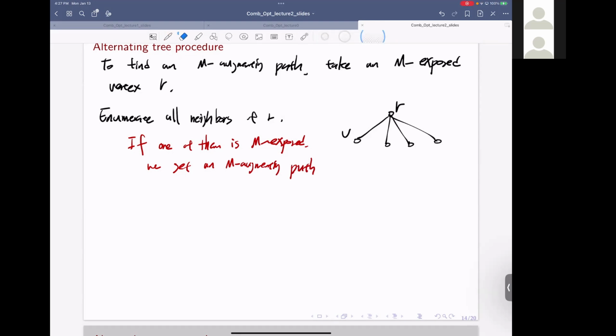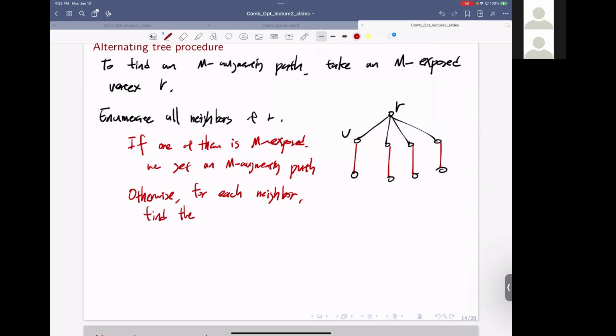Otherwise, all the neighbors are not M exposed, then we can take an edge from the matching M. Otherwise, for each neighbor, find the matching edge covering it. Now, you take this vertex at the next level and you repeat the same thing.